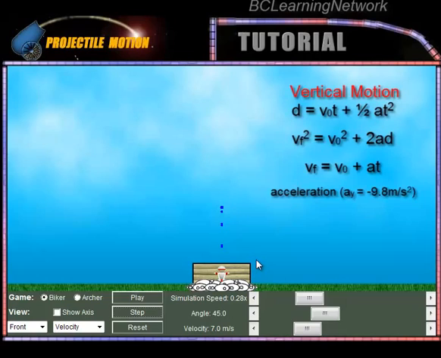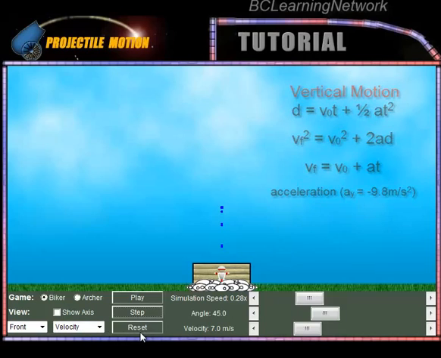And in all examples, the acceleration is down. It's pushing the object back to the Earth, and it's always -9.8. So we have three choices of equations for this particular motion, and our acceleration is always due to gravity. Now, if this was on the Moon, of course, -9.8 would be -1.6 for the Moon's acceleration due to gravity.